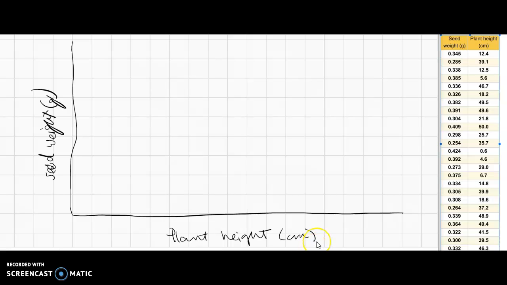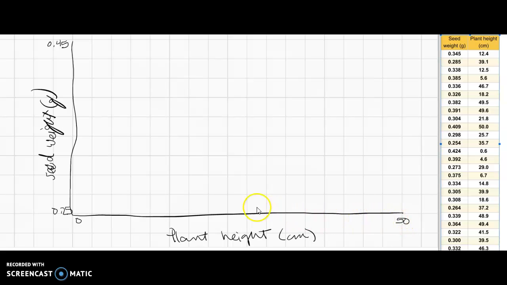And then to set up our scale here, our minimum value for seed weight is 0.254, so I'm going to set that at 0.2, and I can even do 0.25 there to start out with. And our maximum is 0.42, so maybe let's have that at 0.45 up there. And then for plant height, our minimum value is close to 0, and our maximum value is 50. And then we start plotting points.